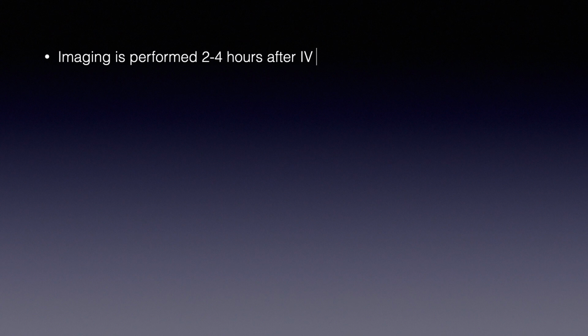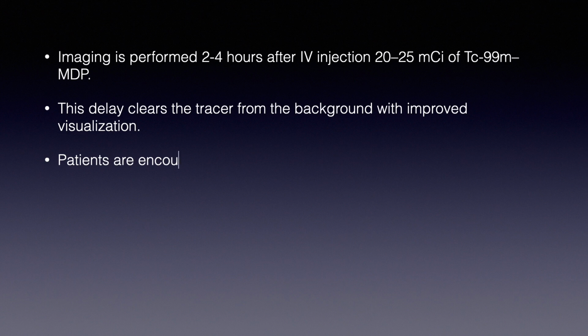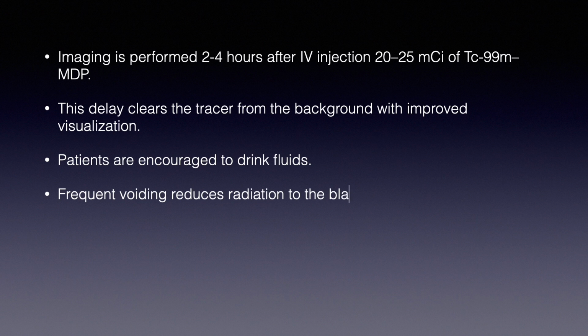Imaging is performed 2 to 4 hours after IV injection of 20 to 25 millicuries of technetium-99m MDP. This delay clears the tracer from the background and improves visualization. Patients are encouraged to drink a lot of fluids. Frequent voiding helps reduce radiation dose to the urinary bladder.